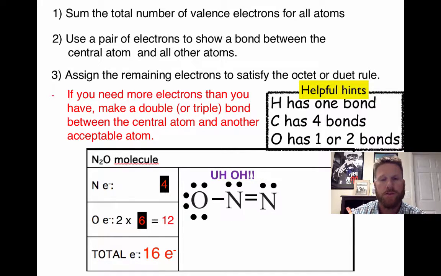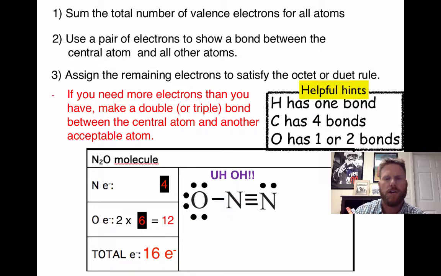So here you'll see, okay, this oxygen still fulfills the octet rule. This nitrogen has 2, 4, 6, 8 electrons around it. It's good. But this nitrogen still only has 6 electrons around it. We have to make another multiple bond. So you can make a triple bond between the 2 nitrogens.